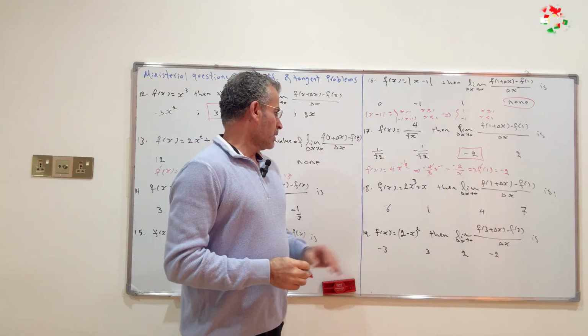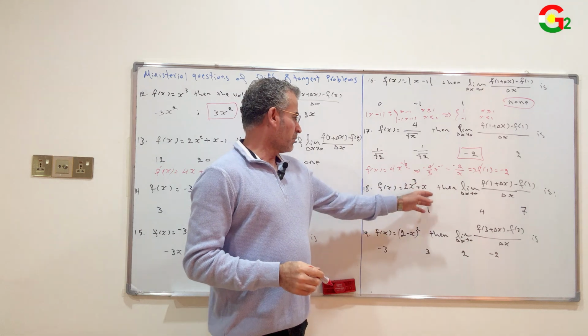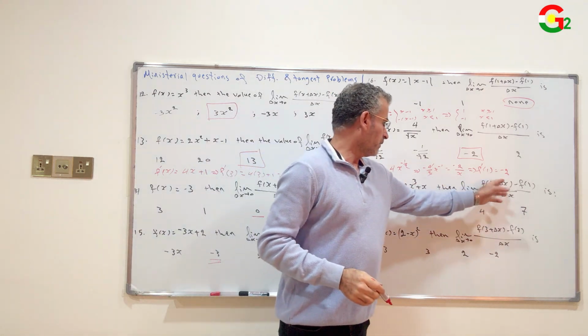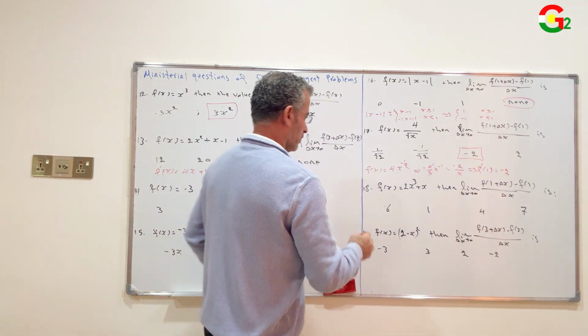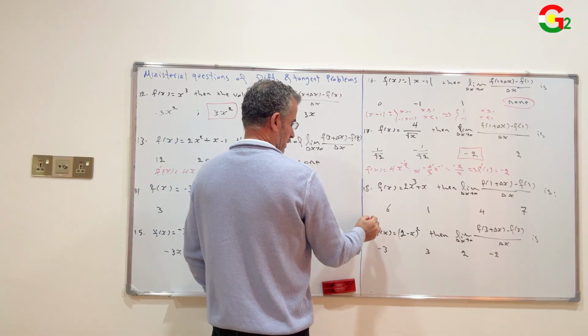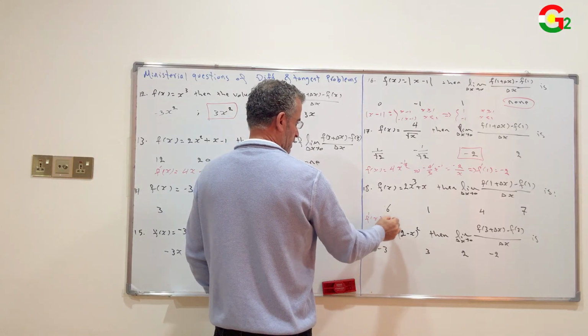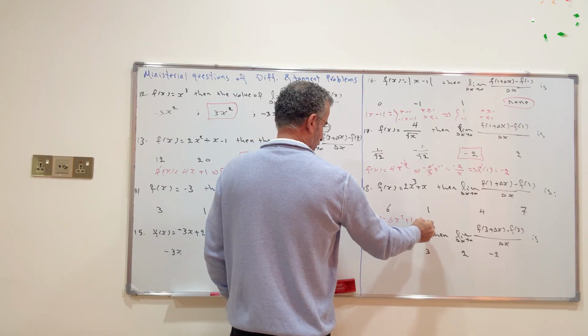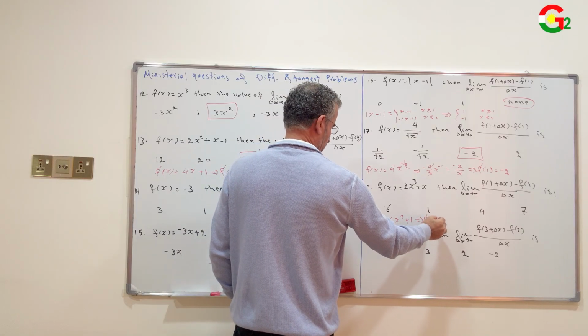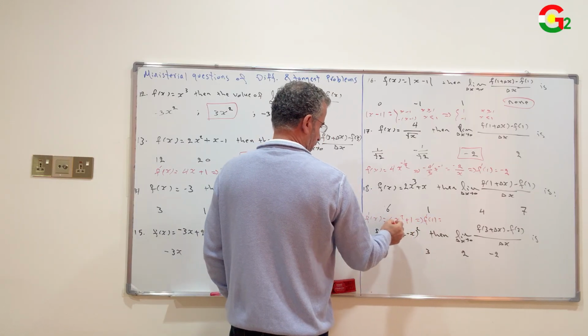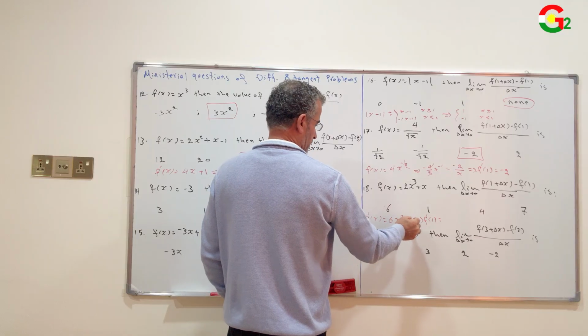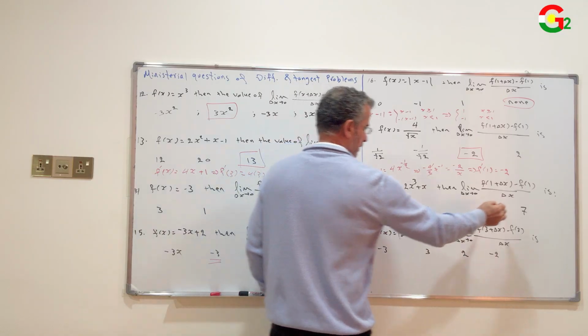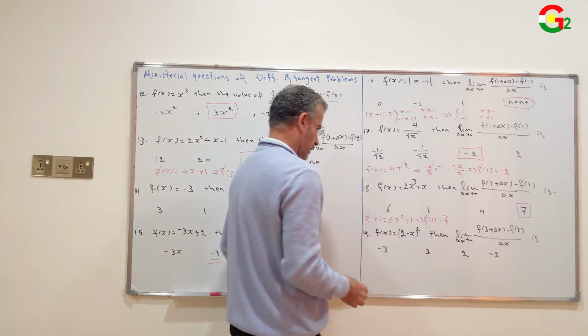Question number 18, f of x equals 2x to the power 3 plus x, then the derivative at x equal to 1. The derivative of this function is 6x to the power 2 plus 1, and if we replace x with 1, then 6 times 1, 6 plus 1, is 7. The right choice is 7.